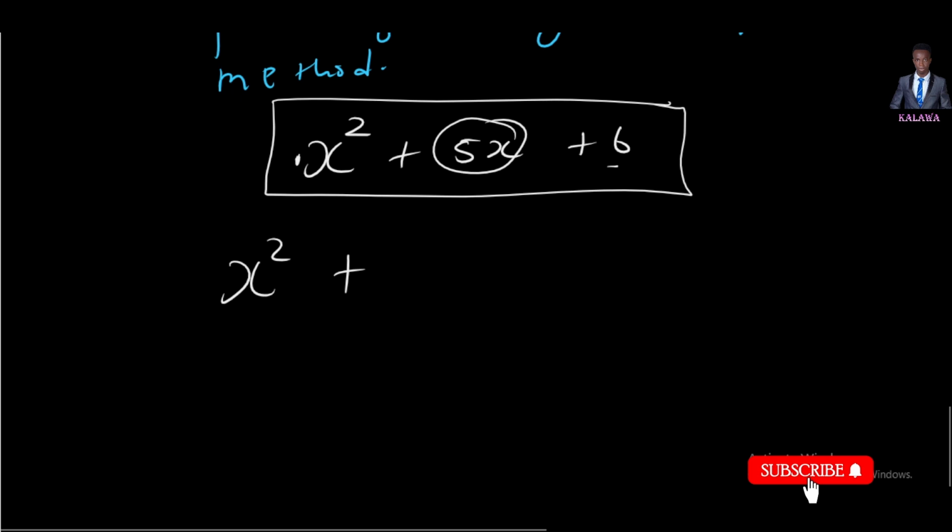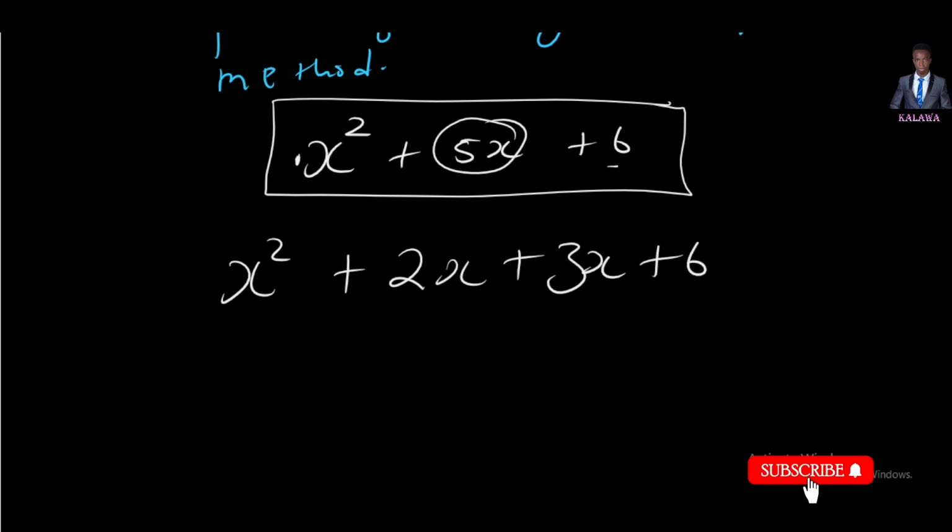So this is what we are going to replace now. It's going to be x squared plus 2x plus 3x plus 6. So this is now the expression. And now we have arrived at what? Method of grouping. Remember, we only deal with the method of grouping when there are 4 terms. When there are 3 terms, you use the trinomial method.